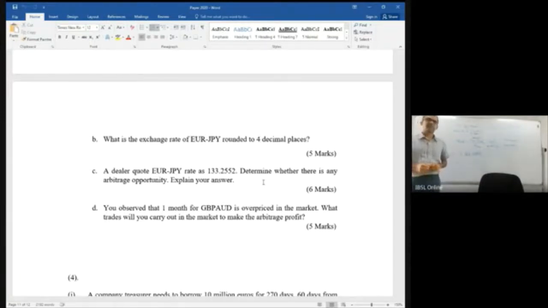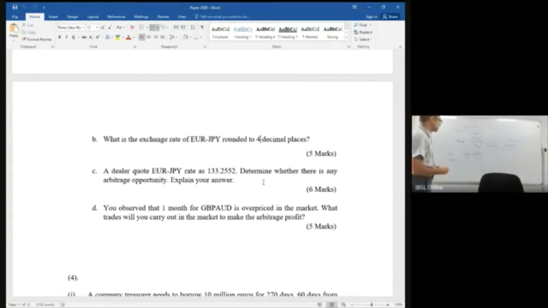Calculation. What is the dealer's quote? 133.2552. This is the dealer quote. Is there any arbitrage?